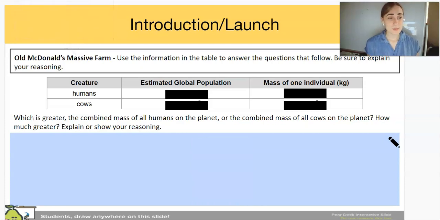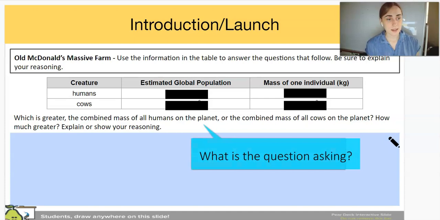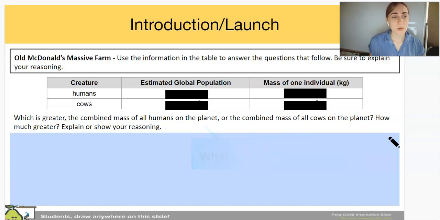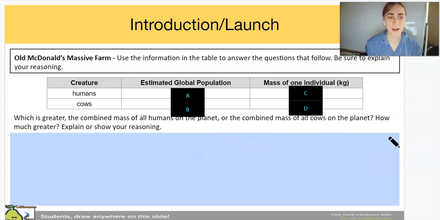Now, once we've had some time to think about the story, and then also what the question is asking here, which is greater, the combined mass of all humans on the planet, or the combined mass of all cows on the planet, how much greater? You can explain or show your reasoning. We're going to do that once we get to the regular numbers, but for now, I'm going to replace our numbers with letters so that we can talk about them. Alright, so now we have 4 quantities, quantity A, B, C, and D.